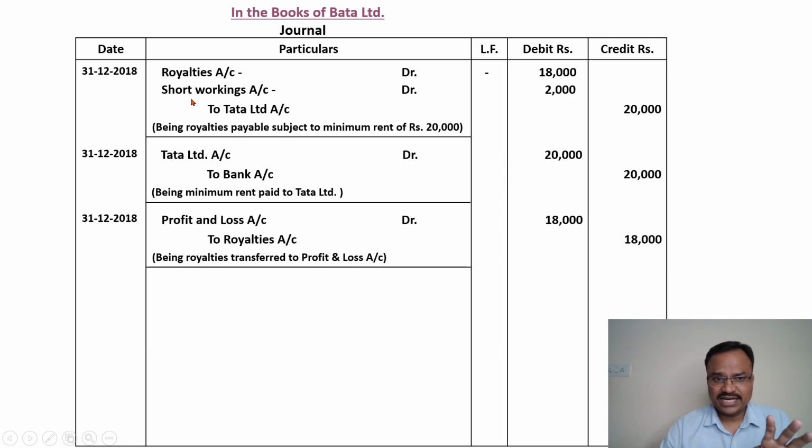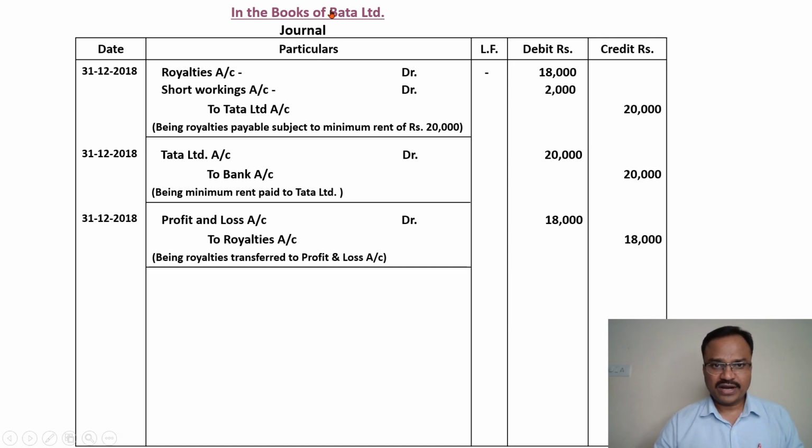The first entry is related to the amount of royalty payable. The second entry is for the amount of royalty or minimum rent paid to the landlord. And the third entry is for transferring the amount of royalties to profit and loss. Okay, so in this way, we need to journalize the transaction, and these are the three entries which are repeated for every year.